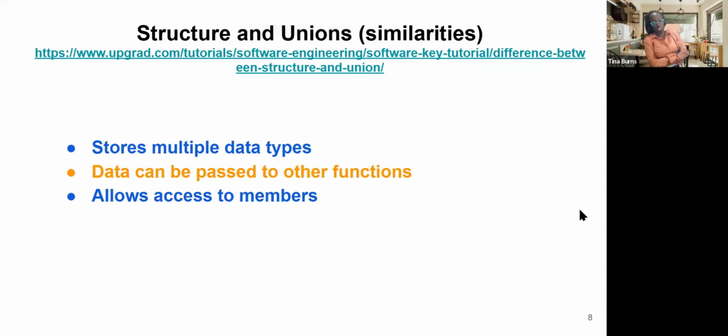Let's talk about the similarities between structures and unions. Both of them are going to store multiple types of data, and this data can be passed to and from function to function. It also allows access to the members. What that means is that I can update and modify the data inside that data structure.